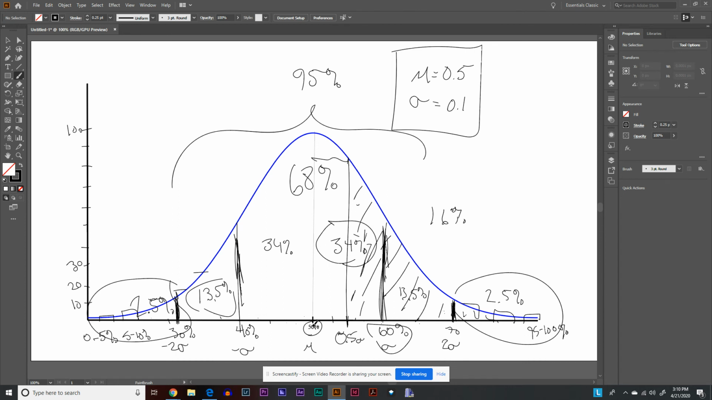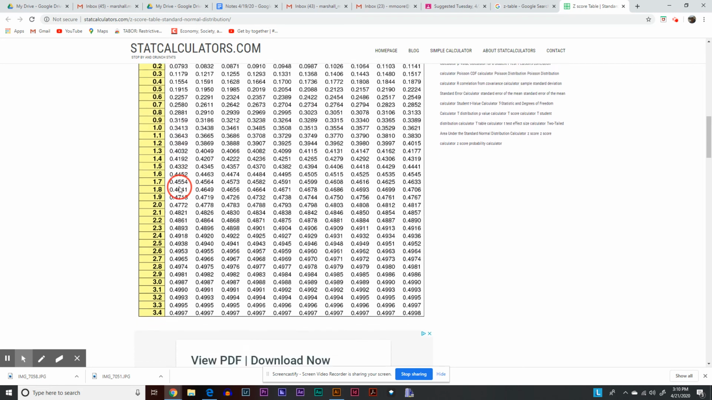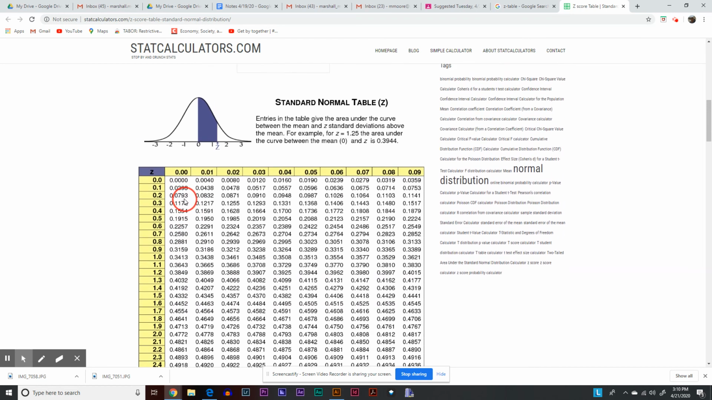Some Z tables will actually tell you not only in one direction, but in both directions, and this is why I say you just have to be careful with your Z tables. Instead of giving you one standard deviation away from the mean only in the positive direction, it'll give you one standard deviation away in both directions. So some of them might say 68% instead of 34%. But most of them are designed in this way, so with a little bit of work, you can learn how to use those.